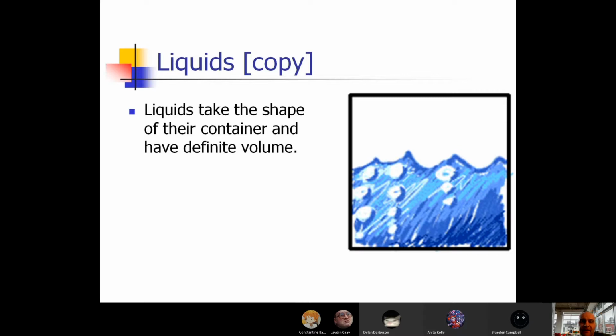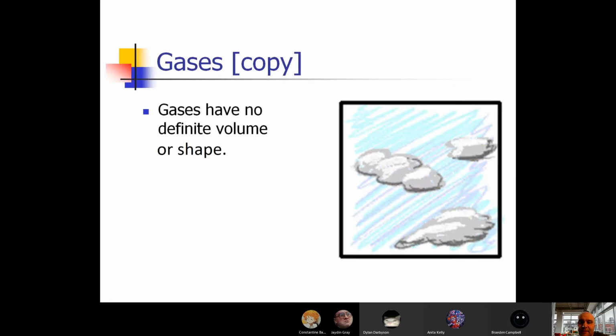And to wrap it up here, we've got our gas. And they have no definite volume or shape. Gases go wherever they want and take the shape of whatever they can. They essentially just spread out.